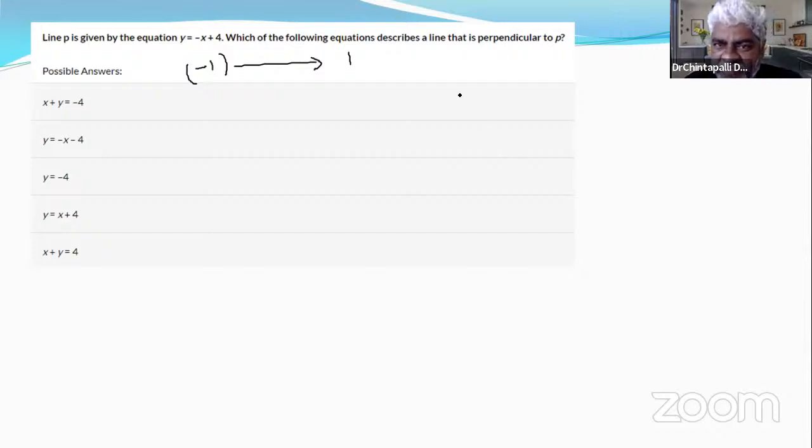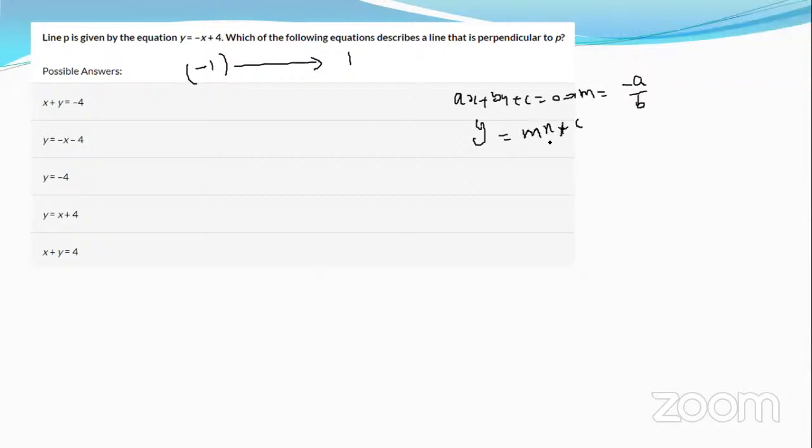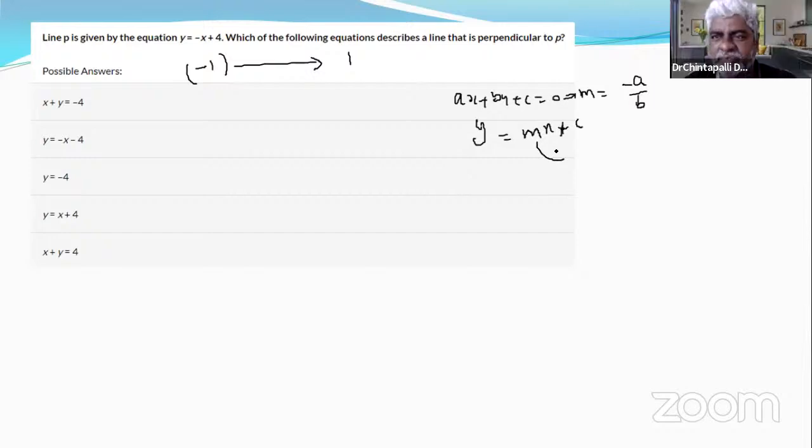I told you 2 points. If the equation is in the form ax plus by plus c is equal to 0, its slope m is equal to negative a by b. An equation can be in two formats. One format is ax plus by plus c is equal to 0. The next format is y is equal to mx plus c. If the equation is in this format, its slope is m only. The x coefficient is its slope.